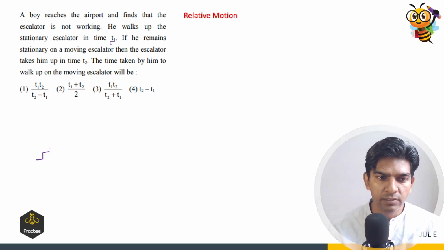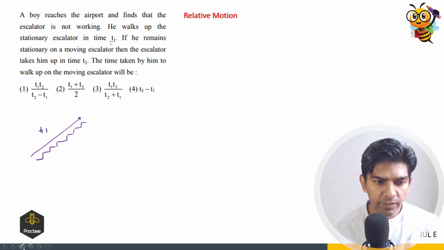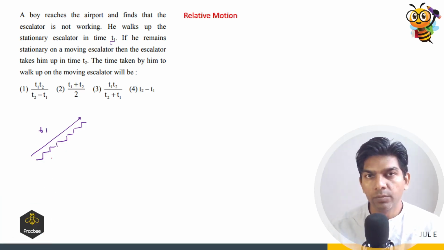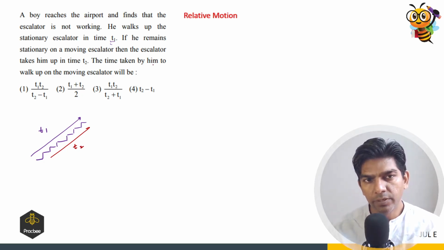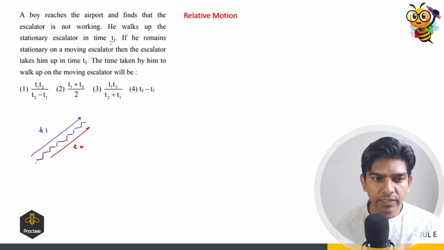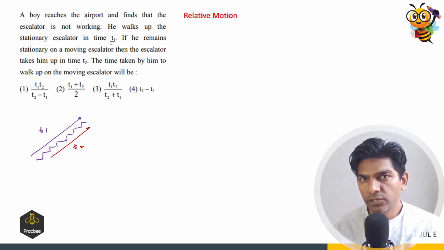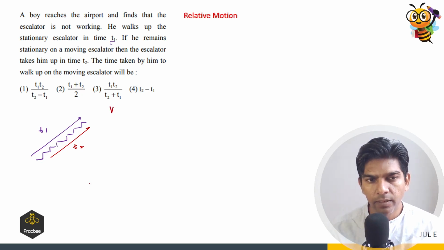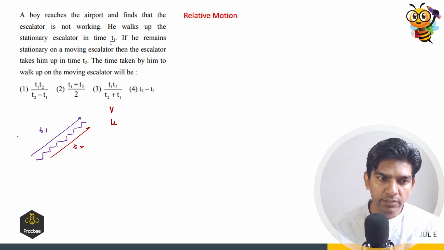So if we have an escalator at rest, the time taken by the boy is t1. But if the escalator is moving and the boy is at rest, the time taken is t2. We have to find the time taken by him to walk up the moving escalator. So let us say the velocity of the boy on a still escalator is v, the velocity of the escalator is u, and the distance which the boy is covering is x.